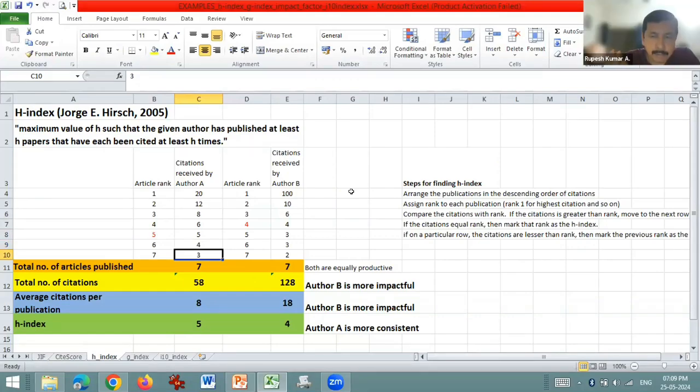Now, my dear friends, I'm going to make a very important point. If author A does not publish any more articles, the number of articles of author A remains 7, what is the maximum H index value he can have? Will it remain at 5, sir? No. What is the maximum H index value he can have?